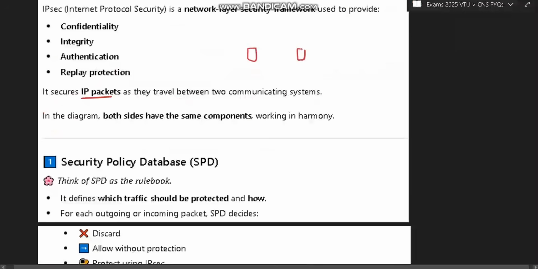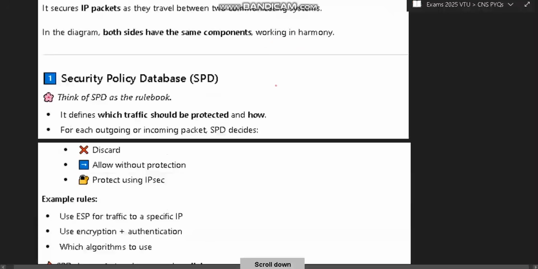This is agent 1, this is agent 2. Between them, when the packet is traveling, IPsec will be providing the security on top of it. In the diagram, both sides have the same components working in harmony. The first component is the security policy database. Think of SPD as a rulebook. Whatever rules are present will be there. It defines which traffic should be protected and how.